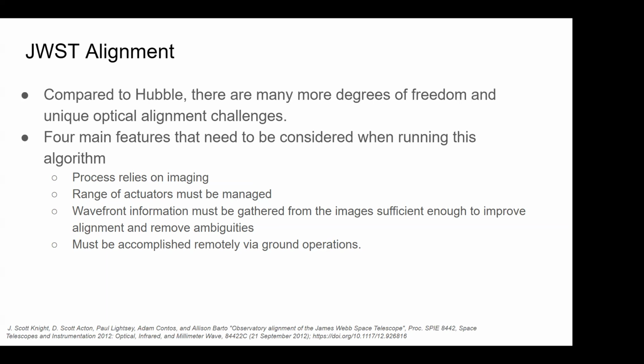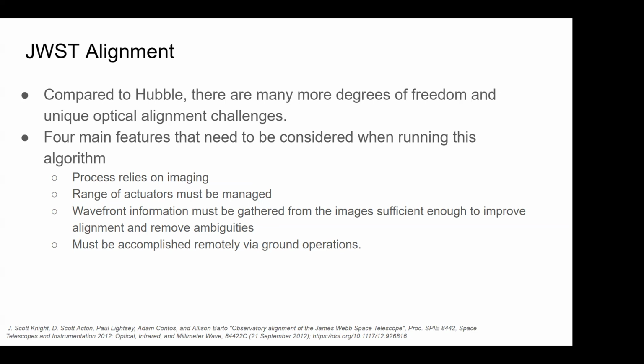Something I forgot to mention with Hubble is that with the alignment that they were performing, they had actually glued additional optical elements around the primary and secondary mirror to be able to get more optical precision in measuring the relative alignment between the primary and secondary. So that required additional hardware on the telescope.